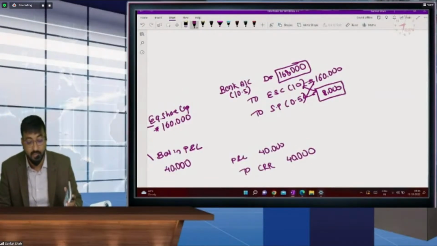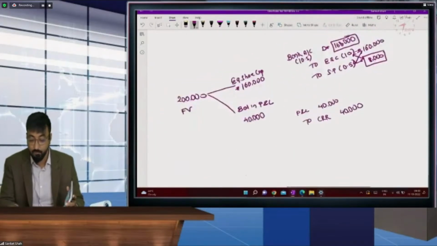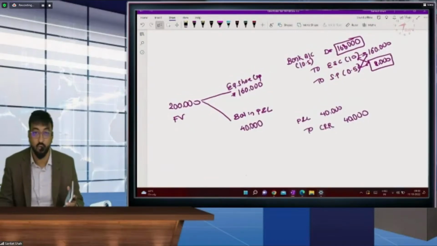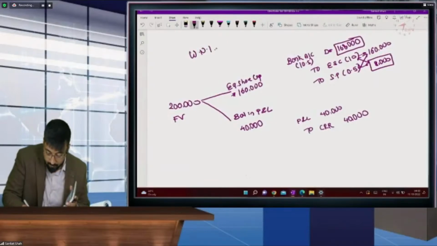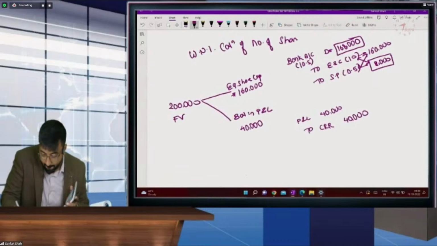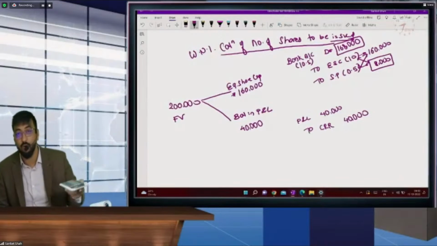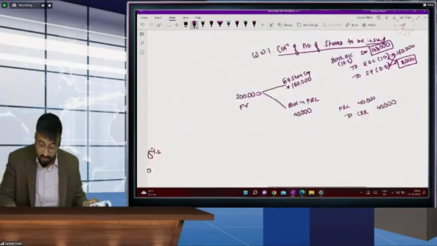Security premium cannot be used. This is your working note. Calculation of number of shares to be issued. Beta, this is the understanding format. This is the understanding format, and I will show you, this is the understanding format.